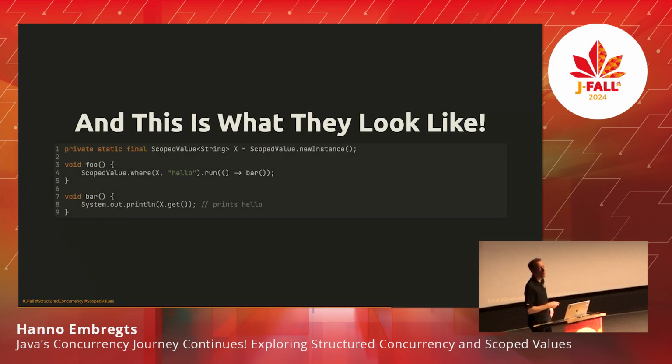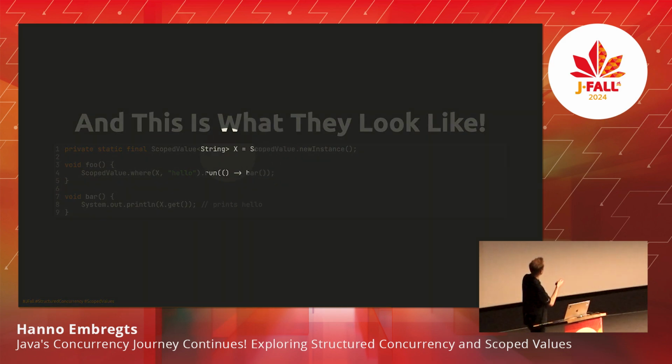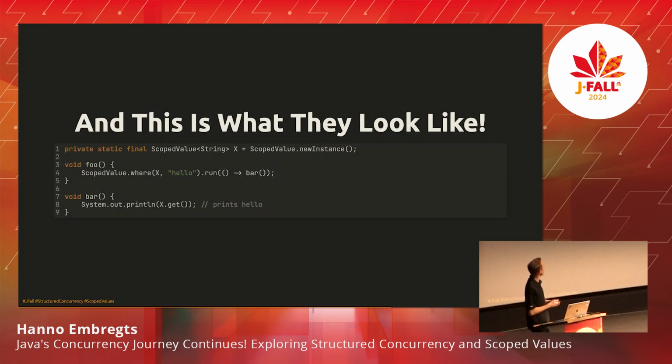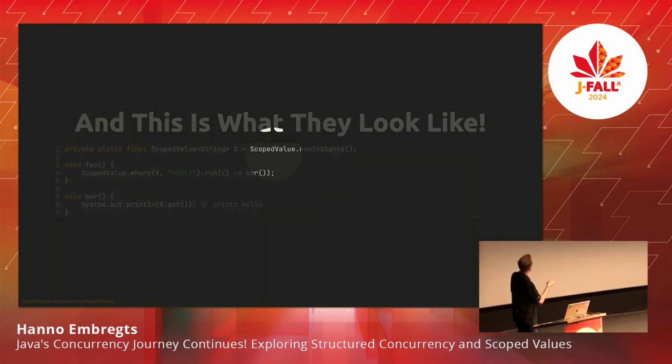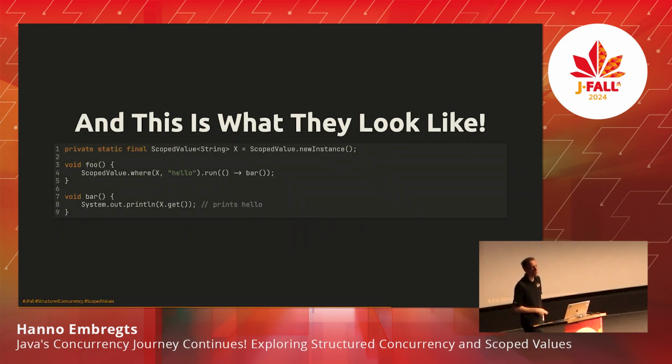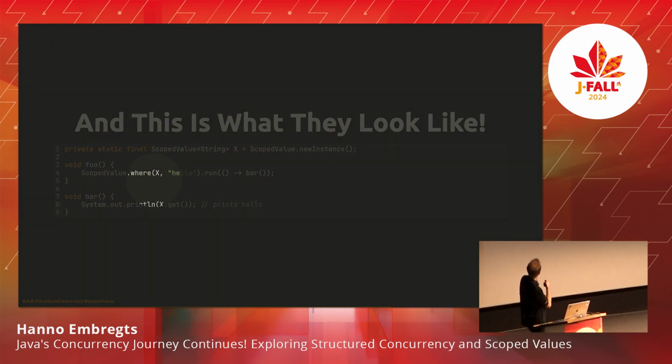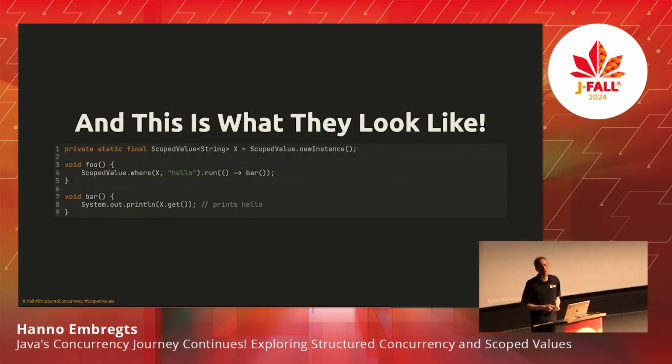In this case, it's called run because you pass a Runnable. It can also be called call when you pass a Callable. And everything that's in this run method here is within the scope of the scoped value. So that also means that the bar method can access x.get, which will print hello. But if you do x.get outside of it, for example, the first line of the foo method could be x.get, it will throw an exception because the scoped value is not in scope.